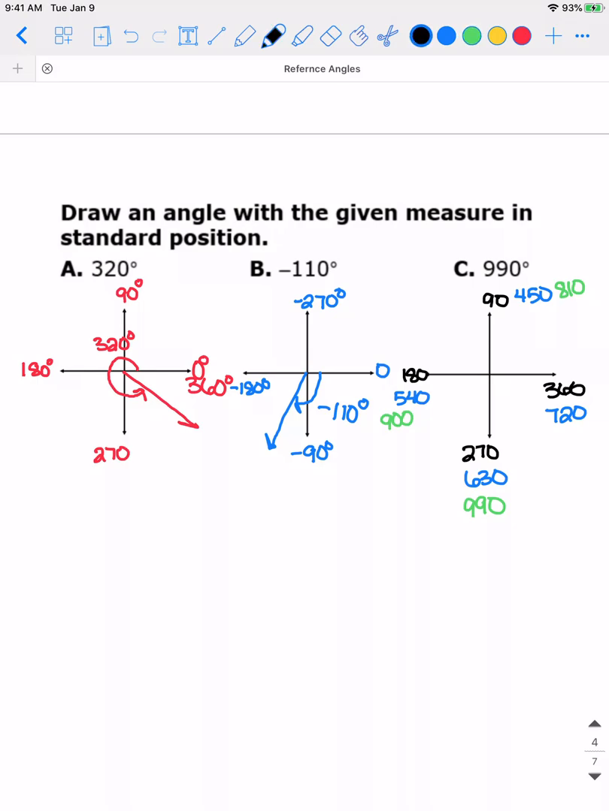So I have 1 full rotation. That gives me 360, and I'm going counterclockwise because it's positive. Then I have a second full rotation. That takes me to 720. And then I have 3/4 of a rotation, and it stops right there, and that gives me that 990.